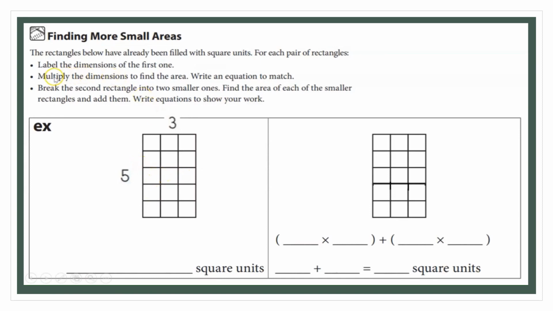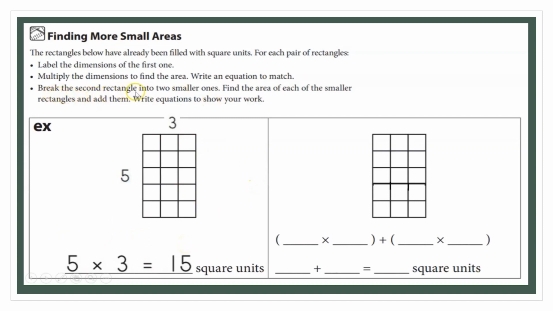And now we want to multiply these dimensions to find the area. So remember, rows times columns equals area. 5 groups of 3, or 5 times 3, is the same as 15. If you were thinking of this in terms of columns times rows, or 3 groups of 5, you could also write 3 times 5 is the same as 15.